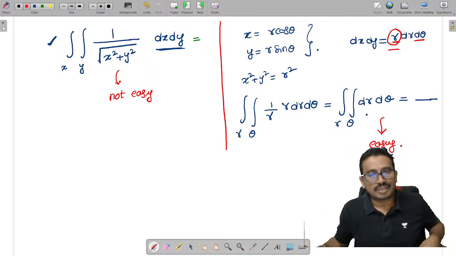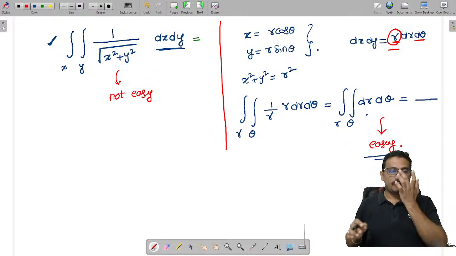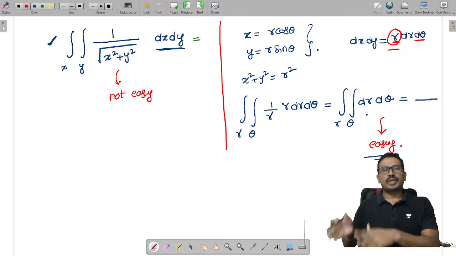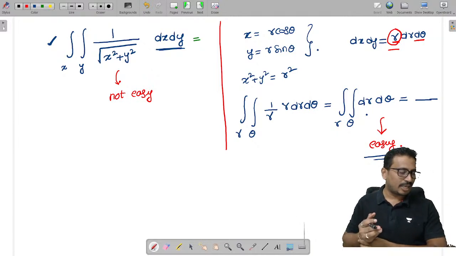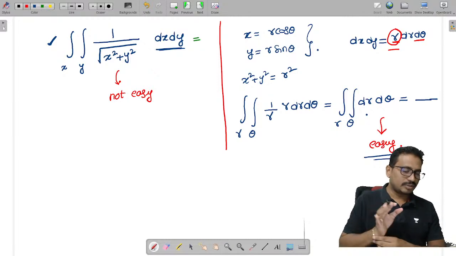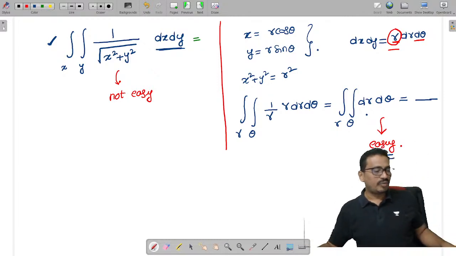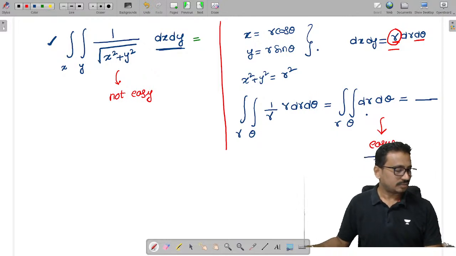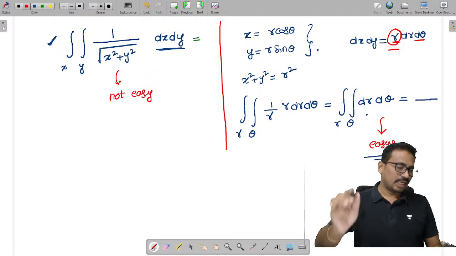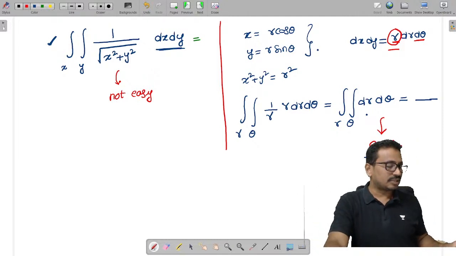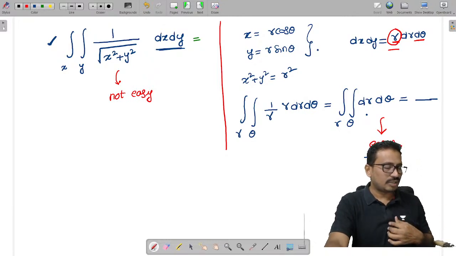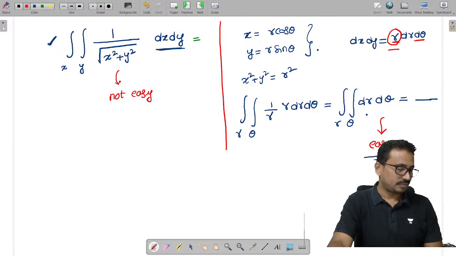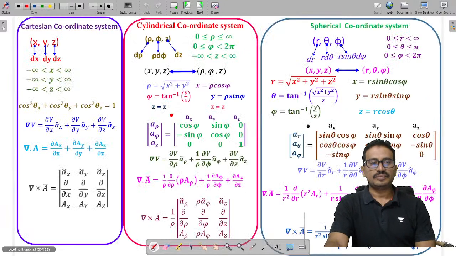Fine. Now you tell me what we are doing here. Whether we are moving from easy to complex or complex to easy. By using the other coordinate systems, will problem solving become easy or difficult? Problem solving is becoming easy. Now do you understand why we need to go for other coordinate systems? Fine. Chalo.